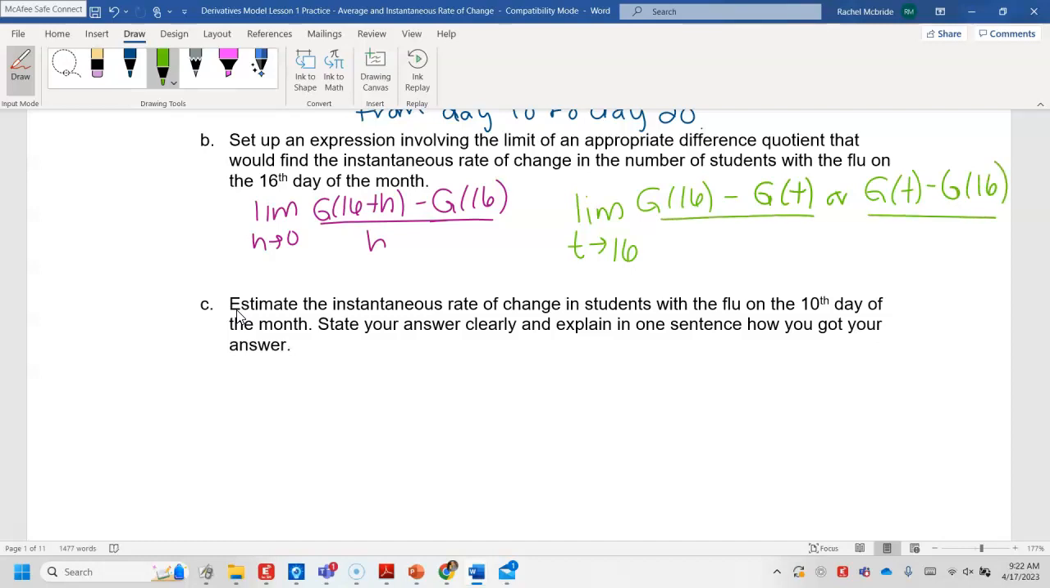Like I said, it just depends on what you do in your denominator. So this would be t minus 16, or this would be 16 minus t. The limit would be to 16 either way. It's just whichever way you want to do the other part. Both will work. Both will give you the same answer.